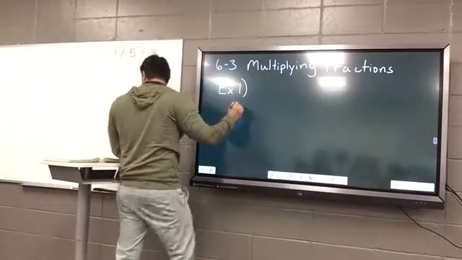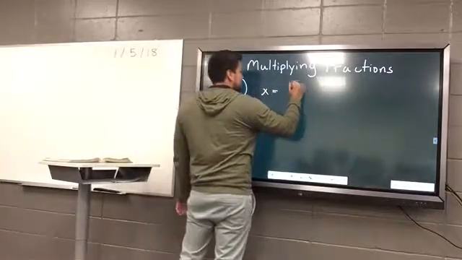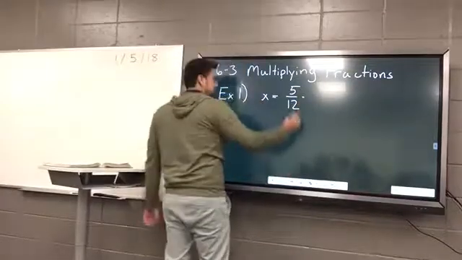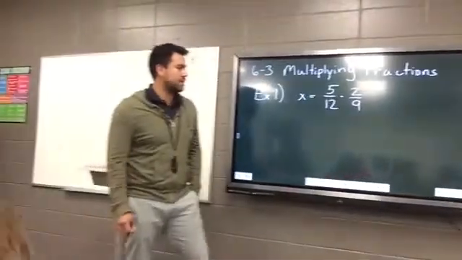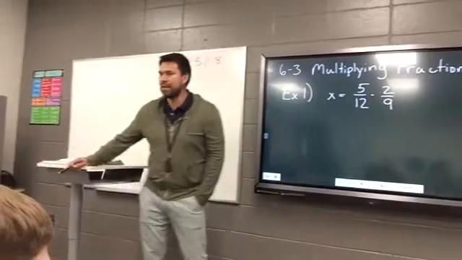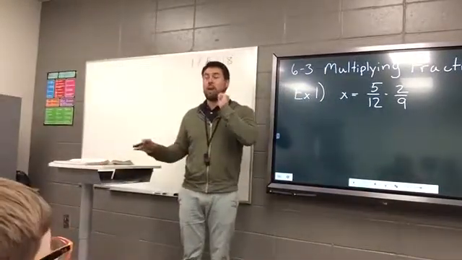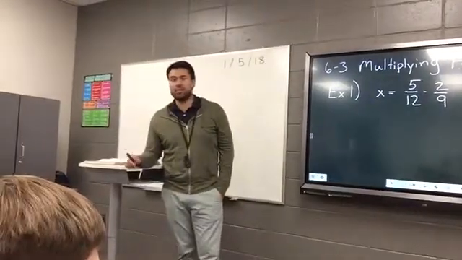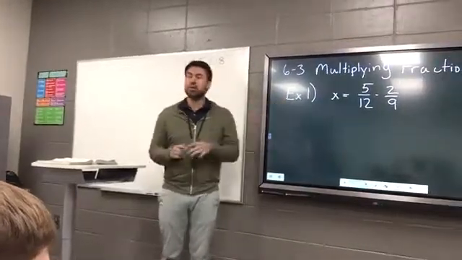Example number 1. Solve x equals 5/12 times 2/9. All right, so here's your equation, you want to solve for x. And what is the rule when multiplying fractions? What do you have to do? When multiplying fractions, you don't need to have common denominators, which is nice, right? You don't have to get common denominators, but you do have to do this.